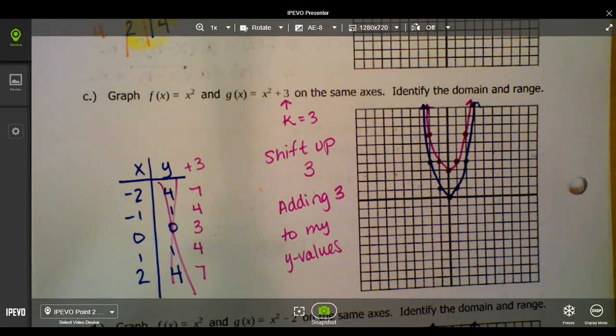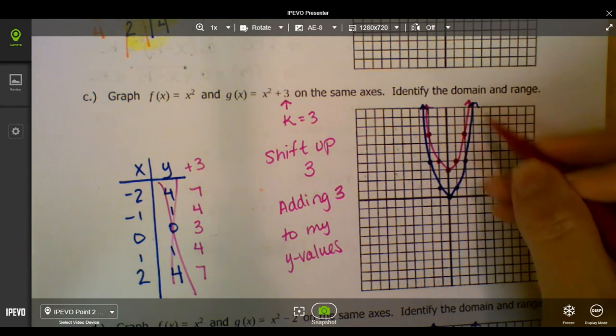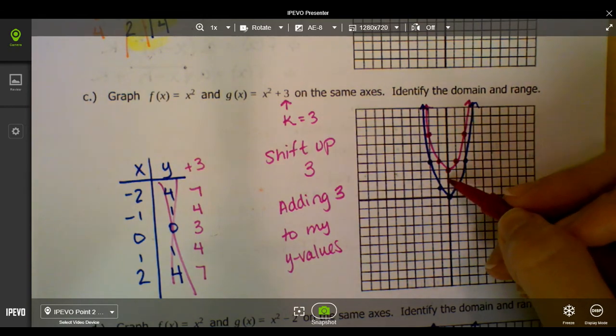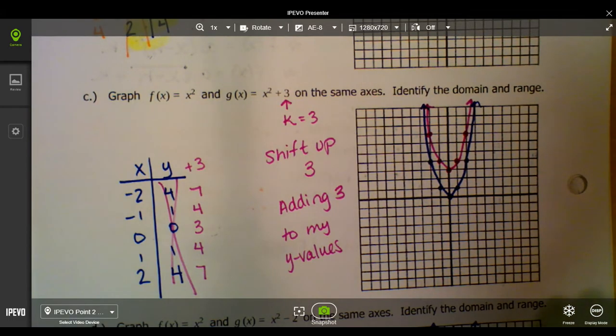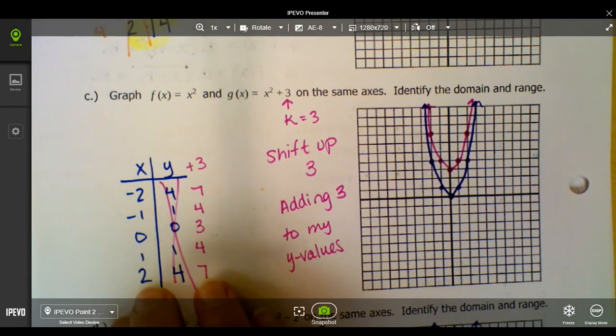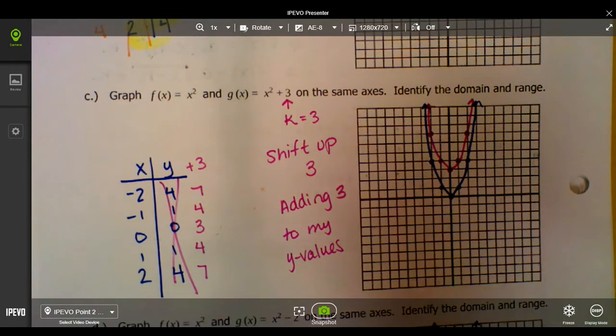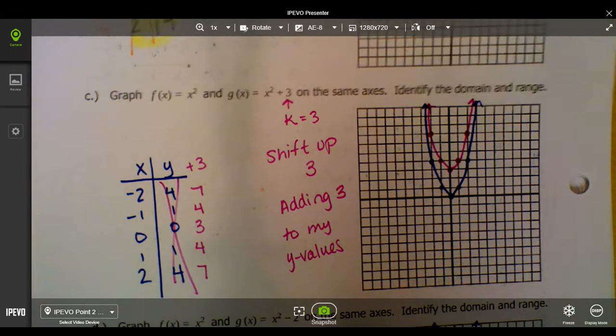Again, if you really wanted to, if you started with your parent graph over here and you just took your vertex and shifted it up 3 and then took this point, shifted it up 3, that's also fine too. I just feel like this way gives you a little bit of, what are you actually doing? Why is this changing it? Okay.